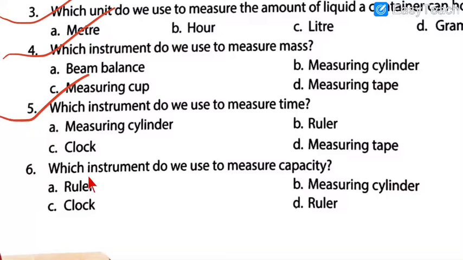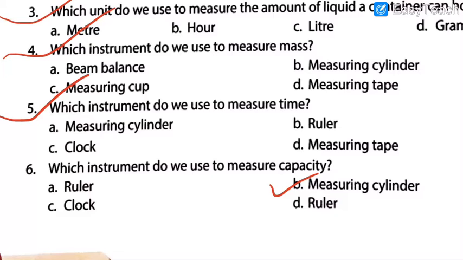Number 6 is, which instrument do we use to measure capacity? Capacity, that means related to the liquid. For that we use measuring cylinder, right? So this is what the answer is, measuring cylinder. I hope that you have written the answer now.